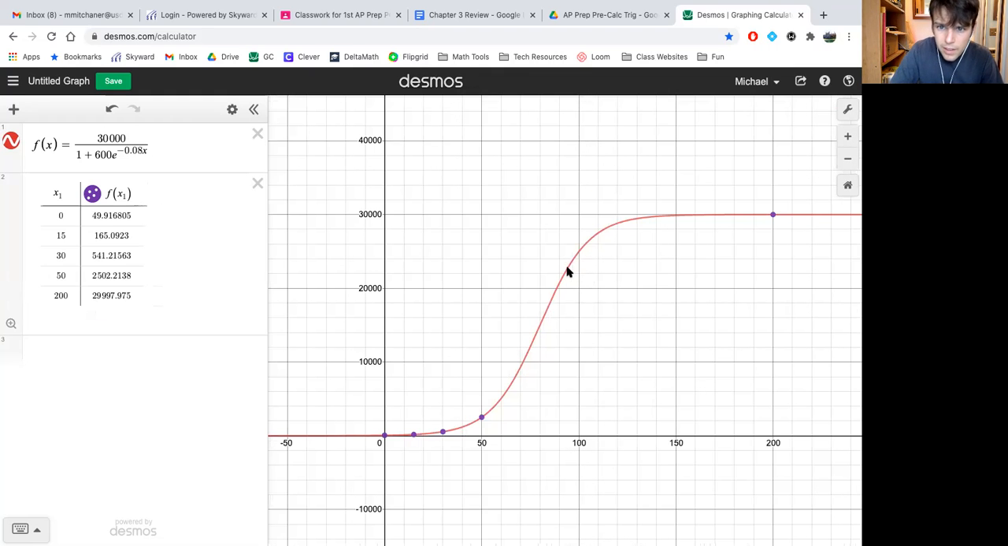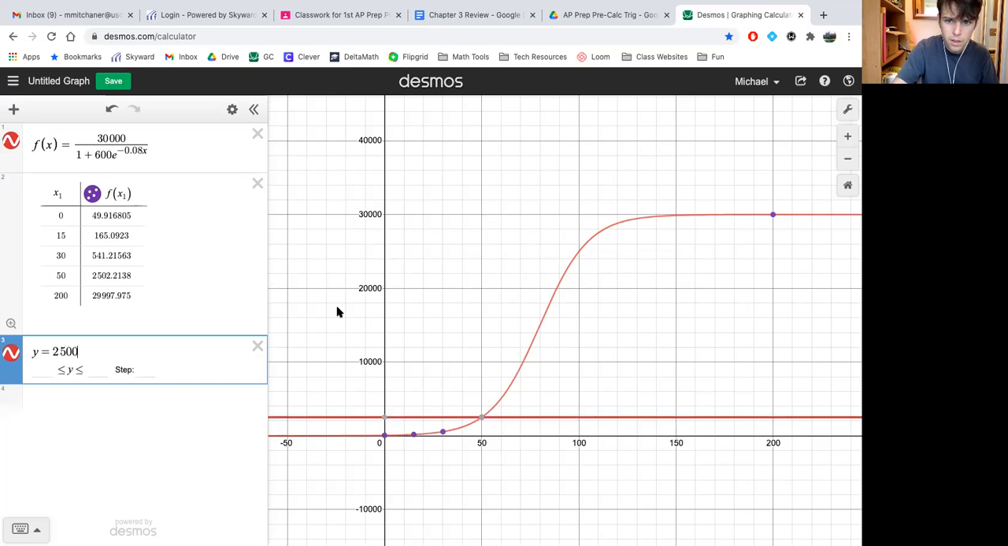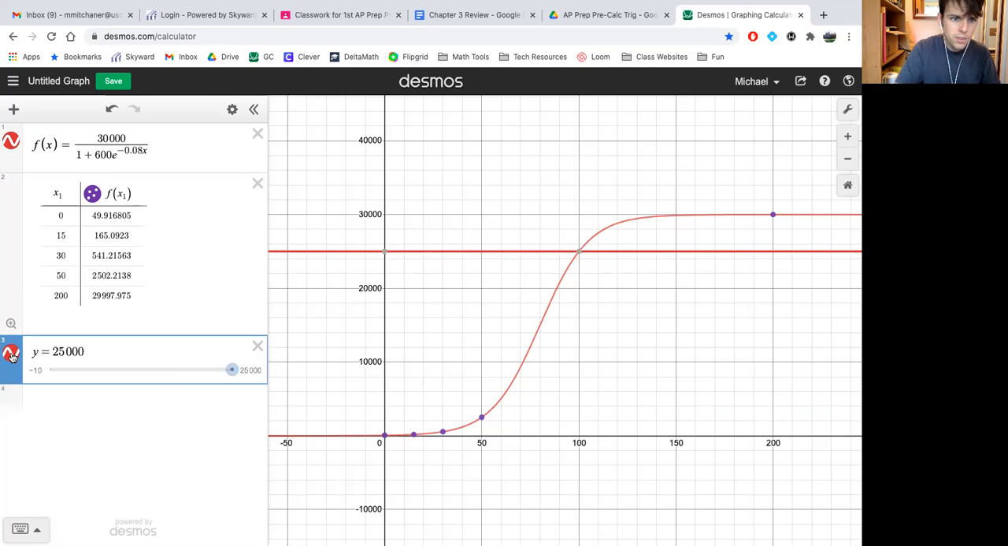Well, that should be fine. So we're looking for when it reaches 25,000. We could drag this around until we're close. That's pretty close. Looks like it's sometime around 100 days. But let's create a horizontal line there at 25,000 just to find the exact intersection point. So this line is representing 25,000. We can see as the days move forward, it's approaching and approaching until finally at 100.08 days. So right around 100 days, it reaches that 25,000.